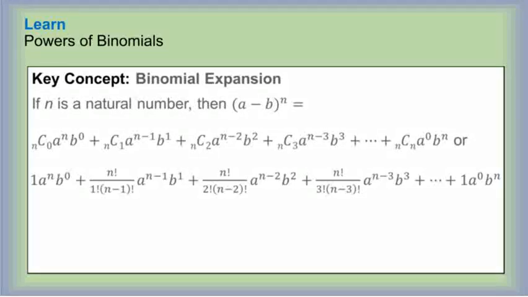So binomial expansion: if n is a natural number, then a minus b to the nth power would equal, and here's your combination, n choose 0, a to the nth, b to the 0, and then n choose 1, a to the n minus 1, and so forth. You can use the combination function on your calculator to do that, or you can use Pascal's triangle to come up with the coefficients. The variables are pretty easy to solve, but it's the coefficients that can be kind of hard.